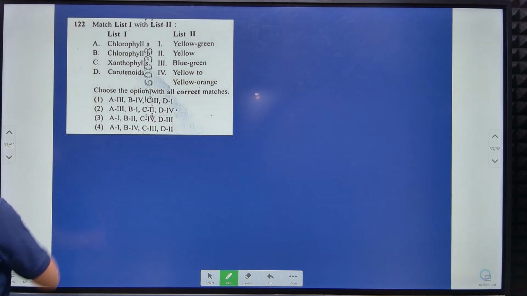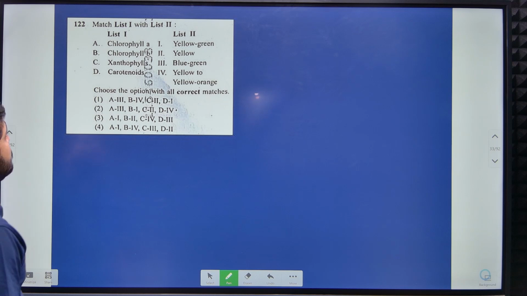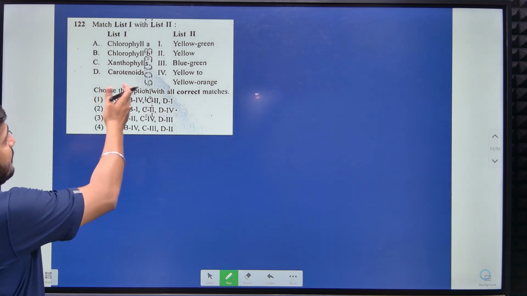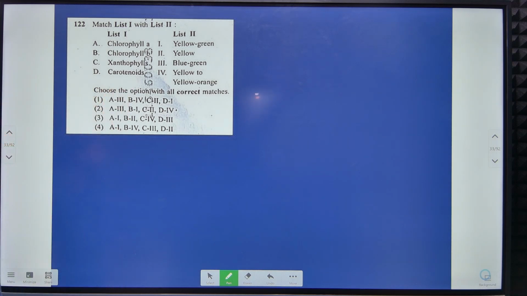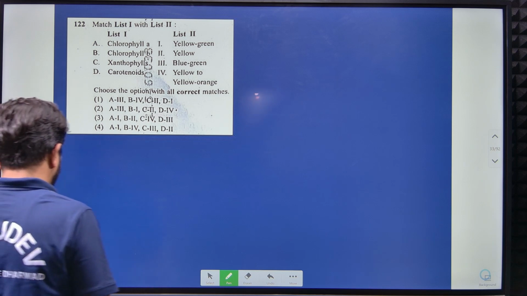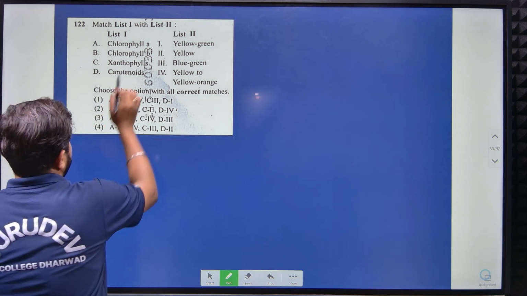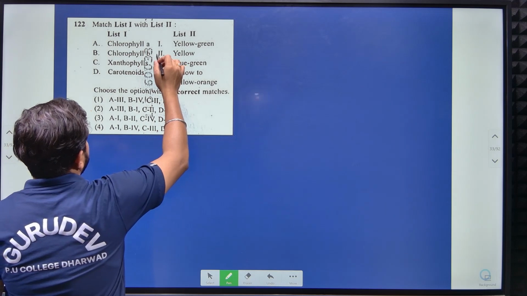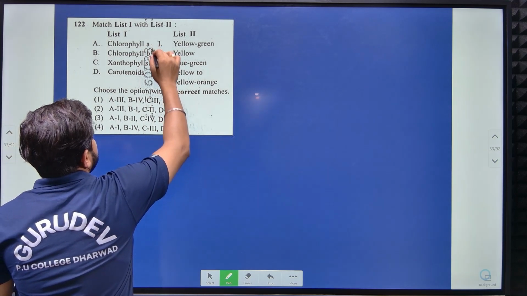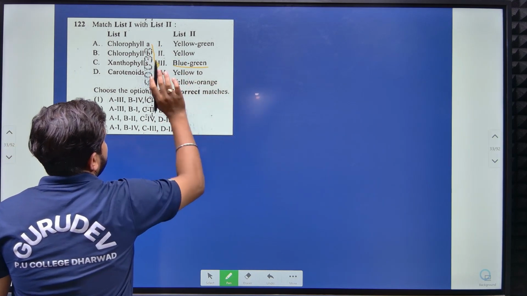Then moving on to the next, different pigments are given and we have to compare and see which color they absorb, right? So according to that, majorly, chlorophyll A is related with blue and green color.